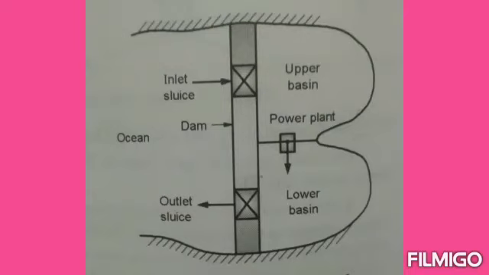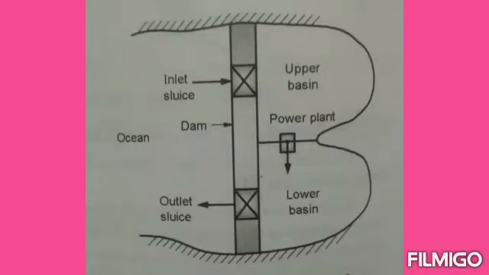When the water level in the upper basin is maximum during high tide, the inlet sluice is closed, whereas the level of water in the lower basin keeps on rising due to discharge of water by the turbine, and electricity is generated. When the level of water in the lower basin is equal to the ocean at low tide, it is discharged through the outlet sluice gate, so electricity is generated continuously.